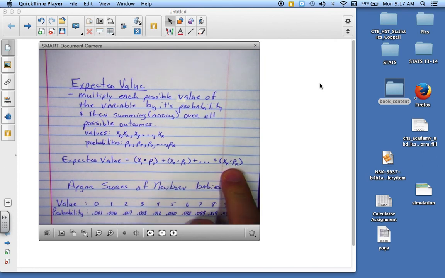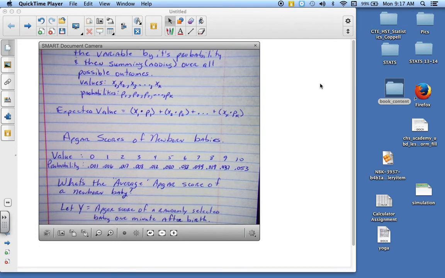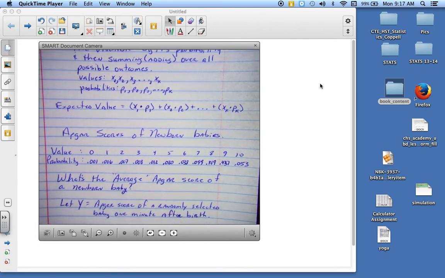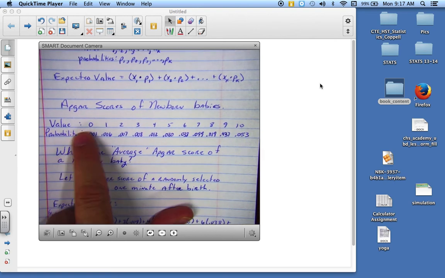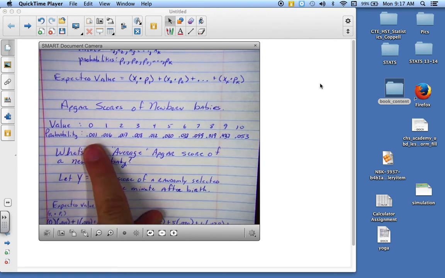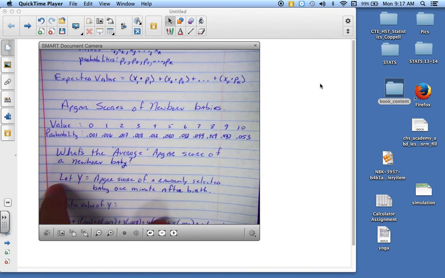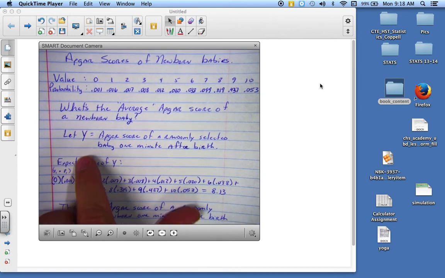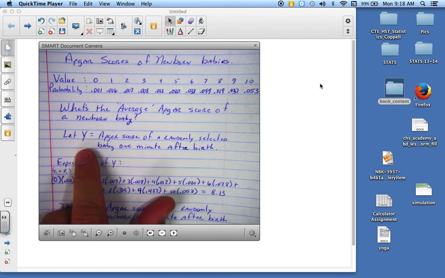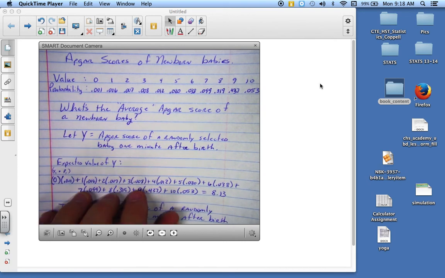Now, one thing we're going to talk about is APGAR scores of newborn babies. It's how a baby is scored whenever it's born, within the first minute. All right, so the values are as follows. 0 through 10 is the score, and then we have the probability. What's the average APGAR score of a newborn baby? Well, we're going to define what y is. Instead of x, I'm using y. It's okay, we can use various letters. Let y equal the APGAR score of a randomly selected baby 1 minute after birth.